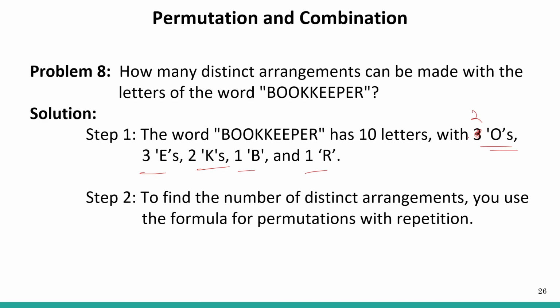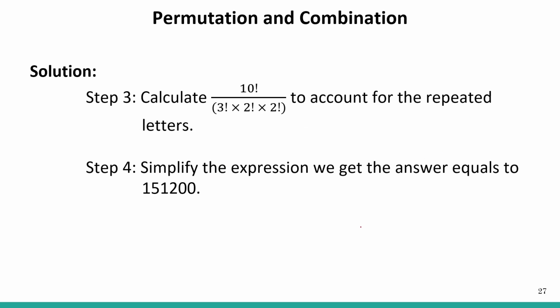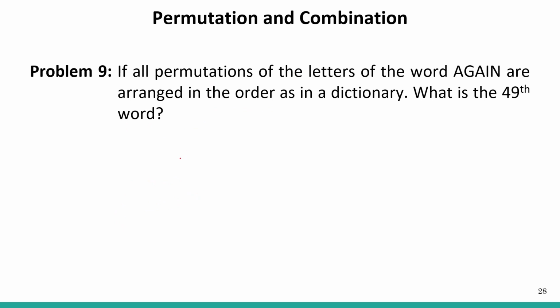So to find the number of distinct arrangements, use the formula for permutation with repetition. It will be 3 factorial by 2 factorial 2 factorial to account for the repeated letters. So it sums up to be 1,51,200.